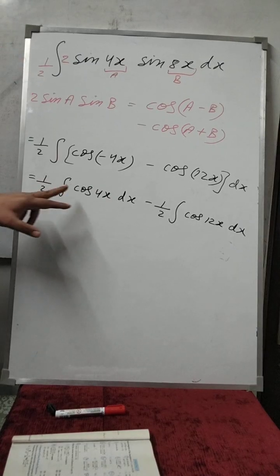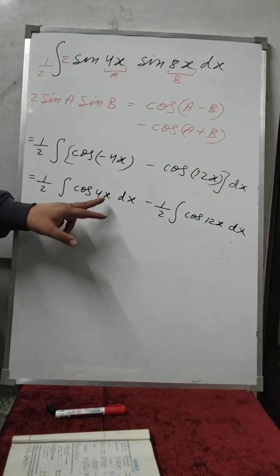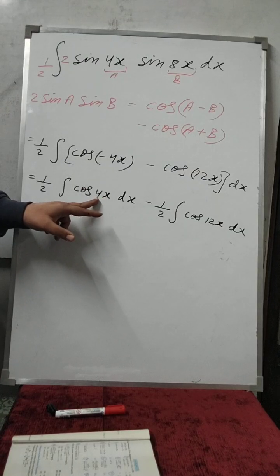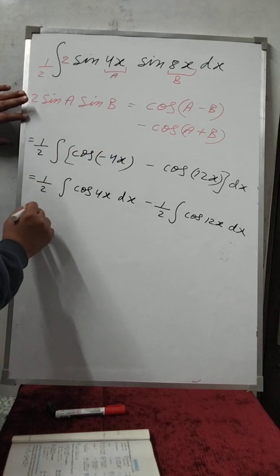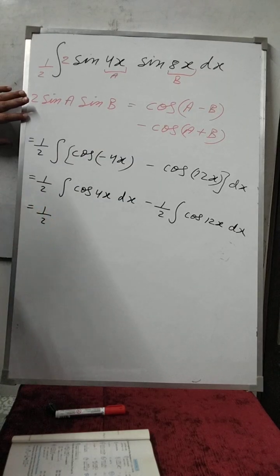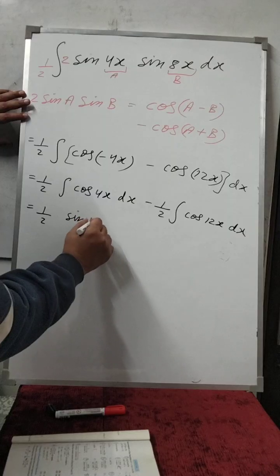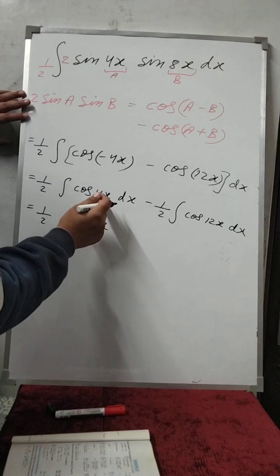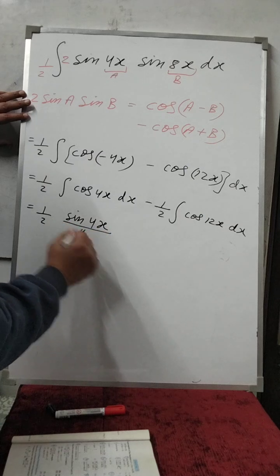We know that integration of cos theta is sin theta, but x is multiplied by 4. So this half as it is, this half as it is. Integration of cos will become sin, so I can write here sin 4x, but x is multiplied by 4, so we have to divide this by 4.